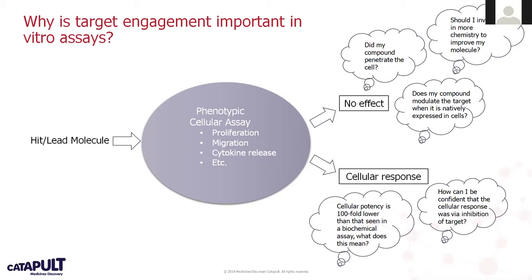to see activity. On the other hand, if you do see a cellular response, how can you be confident? How can you really build your confidence that that response is due to activity at your intended target? It's not an off-target effect, and it's not a non-specific effect. And also, the cellular potency, you want to understand that in terms of the other potencies that you've measured in other contexts. All of these questions are part of target engagement.